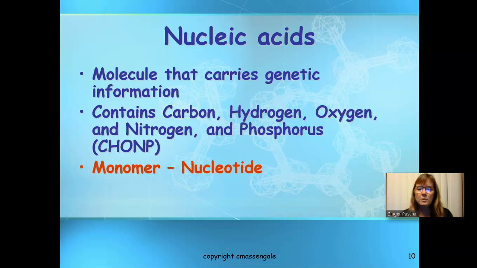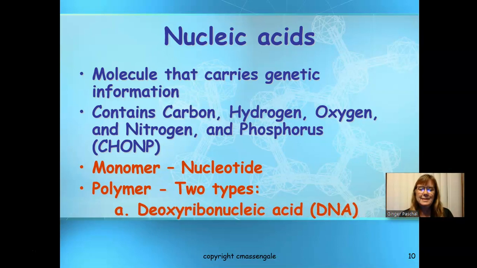The monomer of a nucleic acid is a nucleotide. So this is the single unit that if we take a bunch of these single units, put them together, we would end up with a nucleic acid. There are 2 types of polymers of nucleic acids. There's DNA, which is deoxyribonucleic acid. That's where the D comes from. And there is also ribonucleic acid, abbreviated RNA.